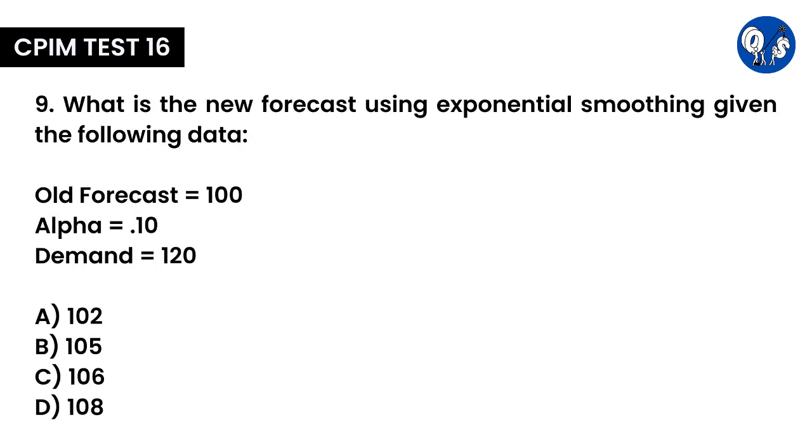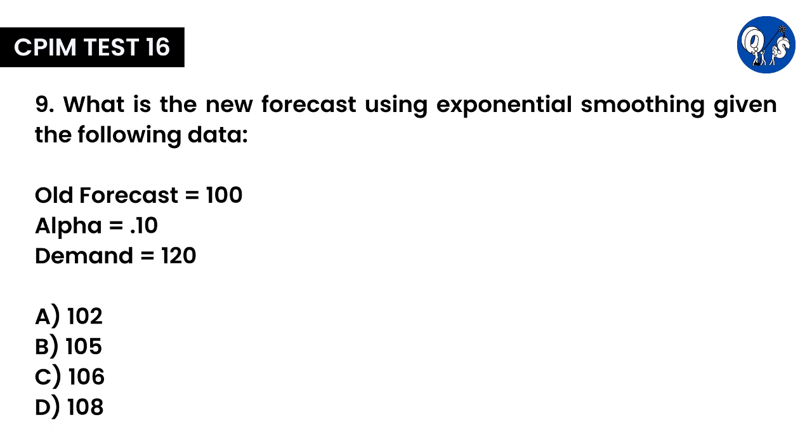Question number 9. What is the new forecast using exponential smoothing given the following data? Old forecast is 100, alpha is 0.10, demand is 120. The options here are A. 102, B. 105, C. 106, D. 108. The correct answer here is A, that is 102.